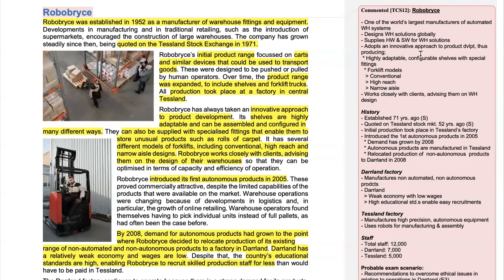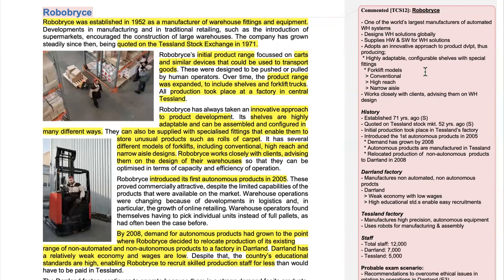And the company adopts an innovative approach to product development, thus producing highly adaptable and configurable shelves with special fittings. So, part and parcel of industry dynamics is with regards to manufacturing shelving units, because you need to have racks, shelves, and whatnot within a warehouse. These things are covered in the first Preseen analysis video, which can be accessed via the paid content. Then you'd understand what I'm talking about.